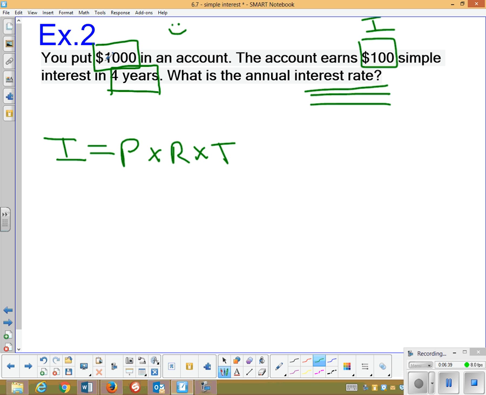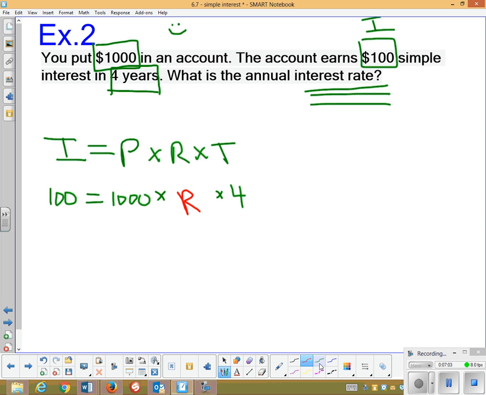So since we already know how much we put in, which is 1,000, we'll put that there. We'll put 1,000. And since we know that 100 is how much we earn for the I interest, we'll put 100 here. And since we know that the years are 4, we'll put 4 years for T. But what we don't know is the R, so we'll put R for our rate. So to do this, we want to solve for R.